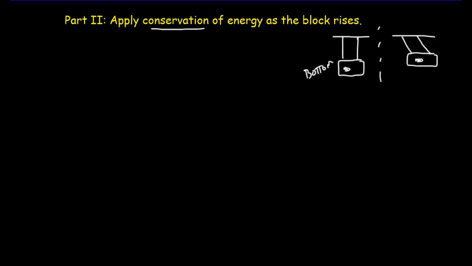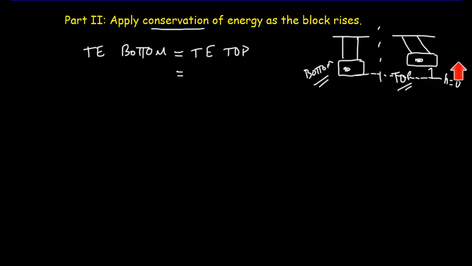So for conservation of energy, it's everything that happens after the bullet embeds itself. I'll call this the top scenario, that's the bottom scenario. Now, if we have conservation of energy, the total energy at the bottom must equal the total energy at the top. At the bottom, we're going to call that line there height equals 0, and it'll go and lift itself to a height h. At the bottom, there's no potential energy because it's at h equals 0. It's got nothing but kinetic energy.